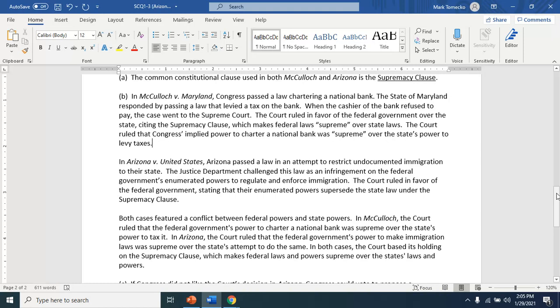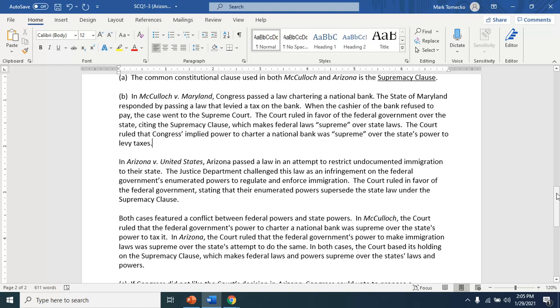Lay out the facts in several short, simple sentences. Congress passed a law chartering a national bank. Maryland levied a tax on that bank. The cashier of the bank refused to pay it. Case went to the Supreme Court. Okay? Then describe the court's decision.